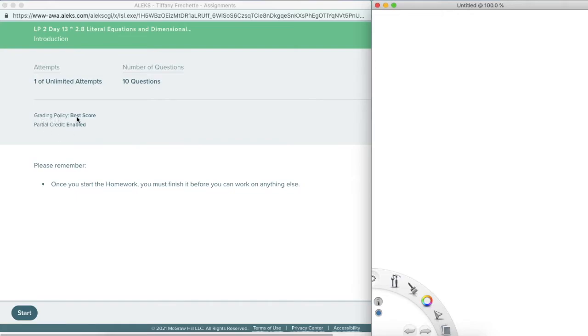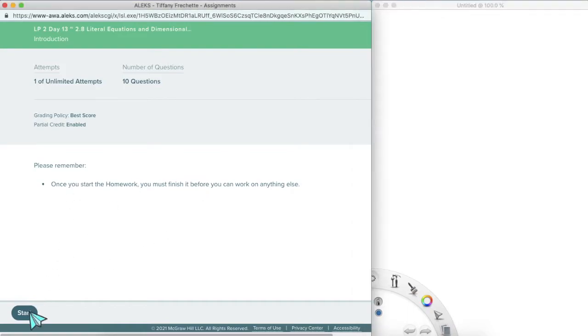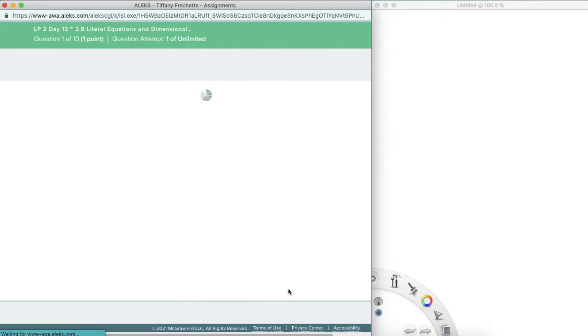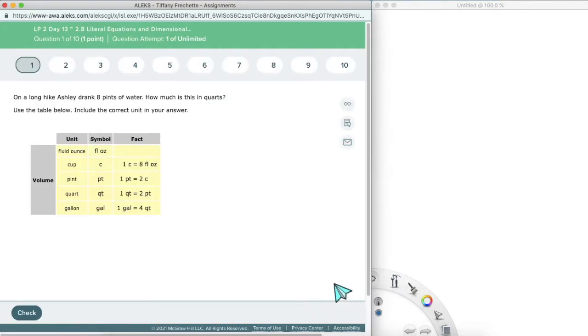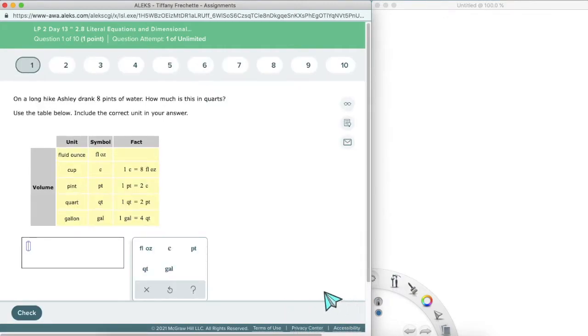Grading policy is best score, meaning whichever attempt is your best one is the one you get to keep. And partial credit is enabled, meaning if you answer 1 of 10 questions, you get to keep the credit for that one question. This is a reminder that you should always submit your homework. So once you click start here, this is the second thing that will be different on your screen. You will see a submit assignment button at the bottom here. You always want to make sure when you're done working on the assignment, even if you're not completely done, once you're leaving the assignment, you click the submit assignment button.